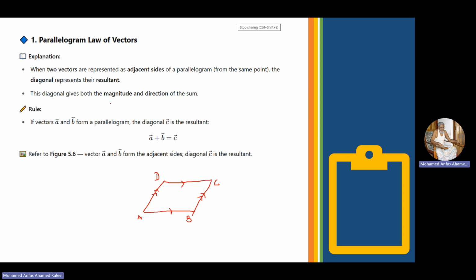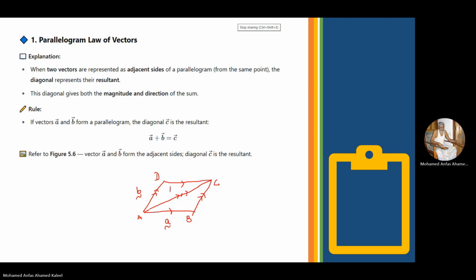When two vectors are represented as adjacent sides of a parallelogram, let's say vector AB we call A vector and vector AD we call B vector. Then the diagonal represents the resultant. The two vectors are represented as adjacent sides of the parallelogram, and the diagonal represents their resultant. So the diagonal is the resultant for the A and B vectors.